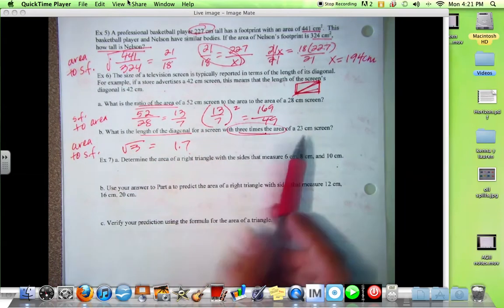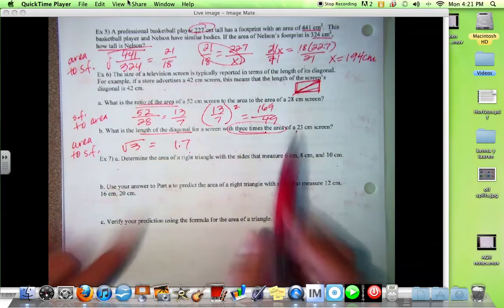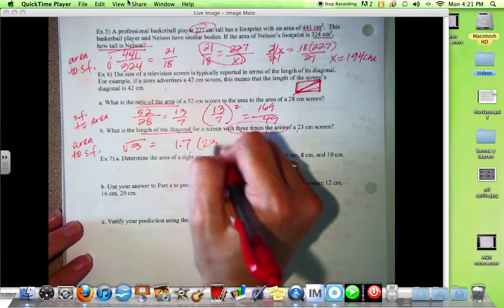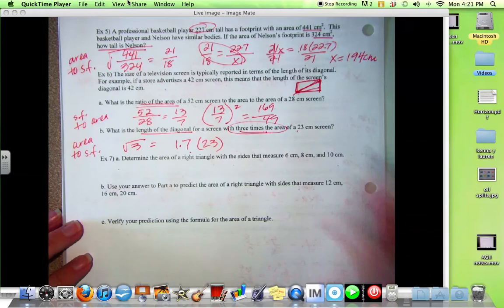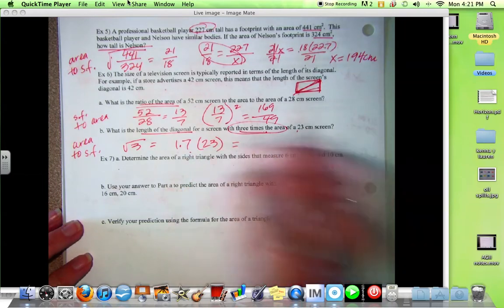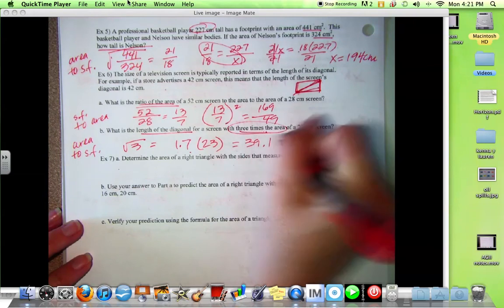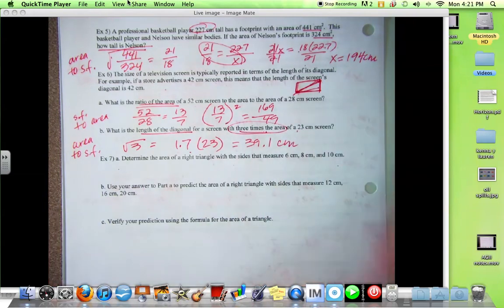Now, we're comparing it to this 23 centimeter screen, so we have to take this scale factor and multiply it by 23. That will give us the length of the new diagonal. So 1.7 times 23, 39.1 centimeters.